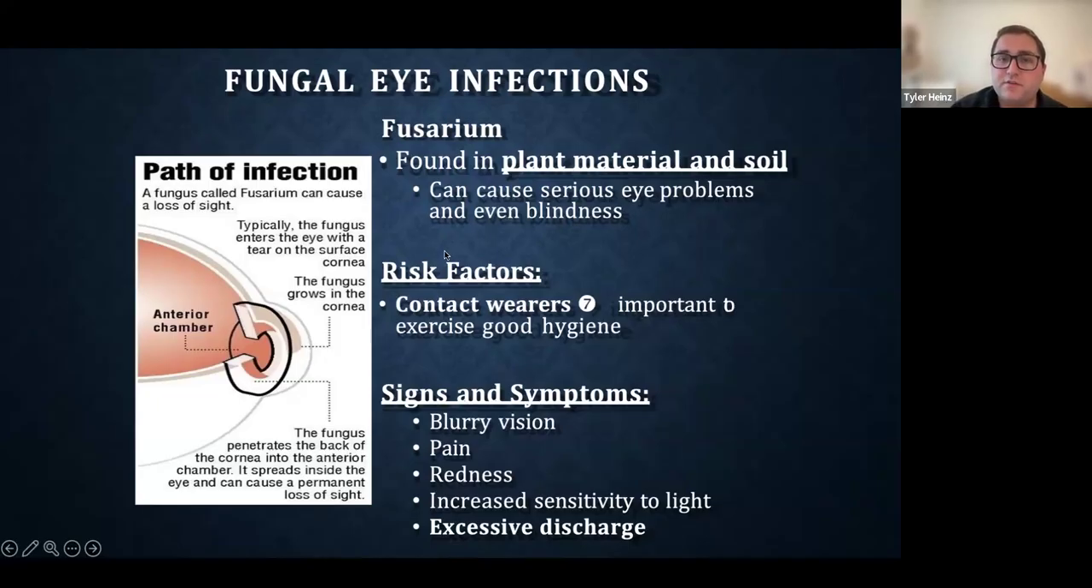Now, our big risk factors for the Fusarium are going to be our contact wearers. We have to make sure that we're exercising good hygiene with our contacts. Now, everybody here knows someone who doesn't wear their contacts correctly. Maybe it's you.